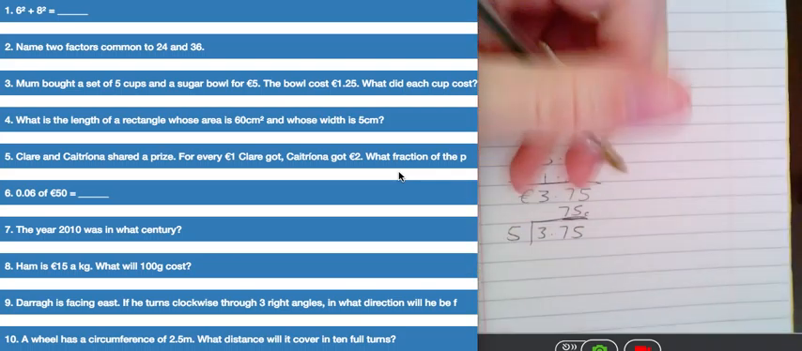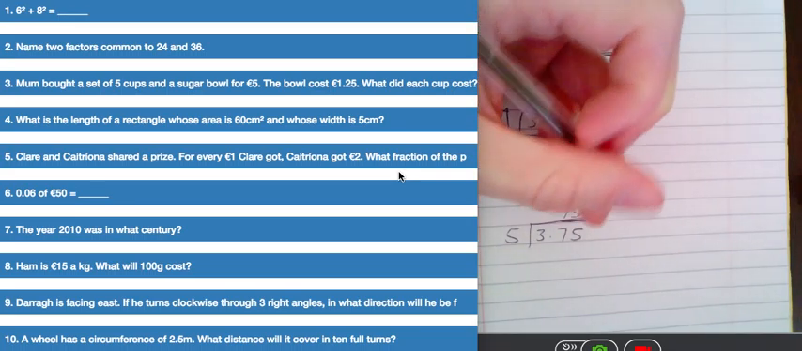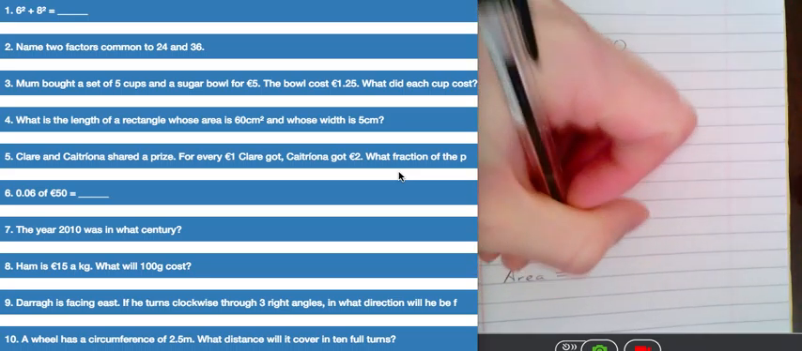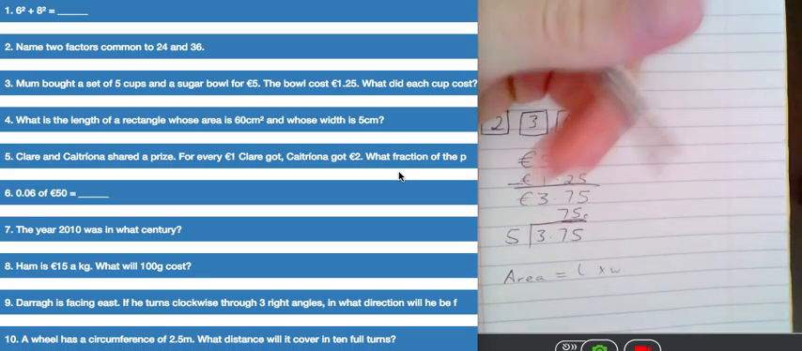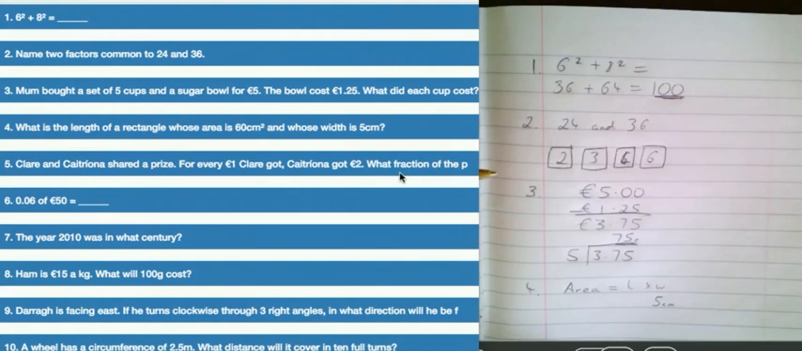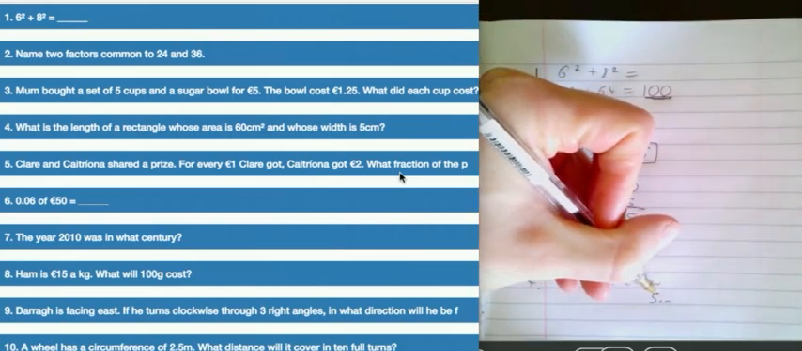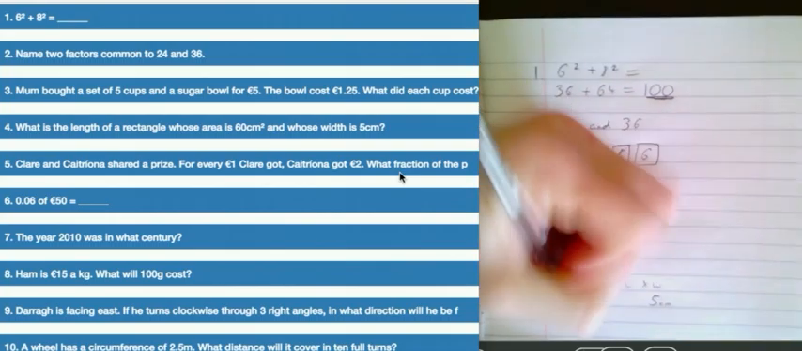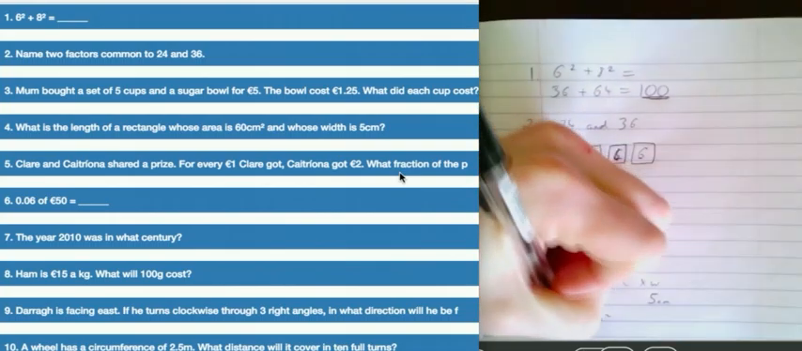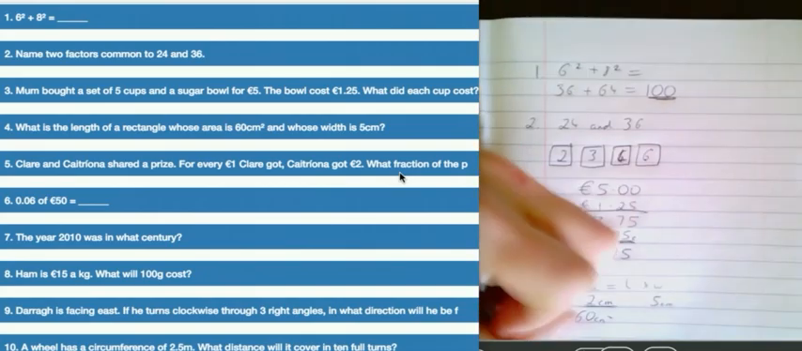Number 4, what is the length of a rectangle whose area is 60 centimeters squared and whose width is 5 centimeters? Well, to work out the area of a rectangle, you multiply length by width. In this case, we already know that the width is 5 centimeters. So we divide the total area, which is 60 centimeters squared, by 5, and you're left with 12. So 12 centimeters is your length for question 4.